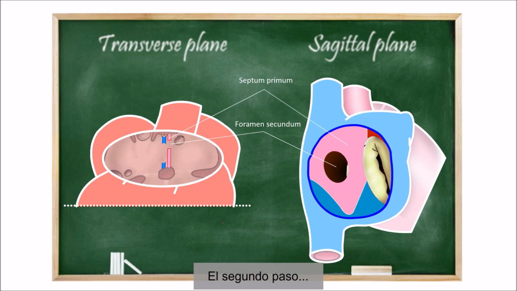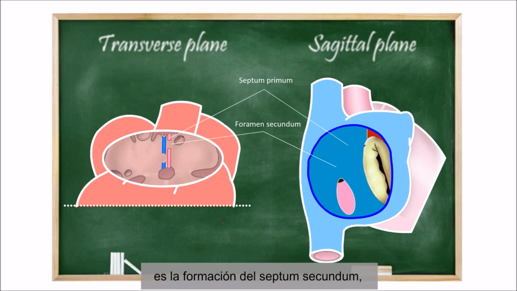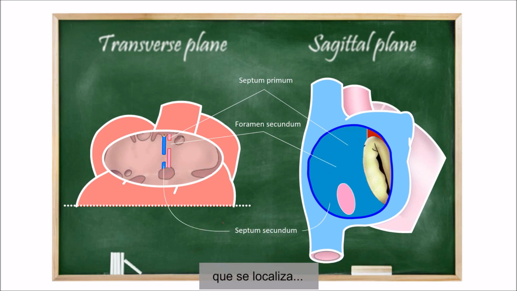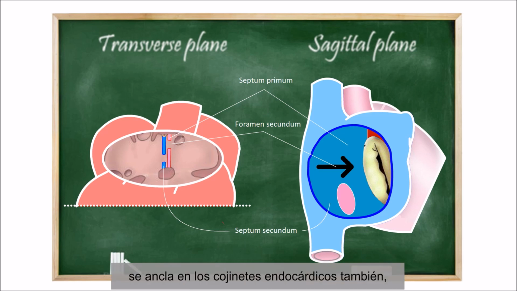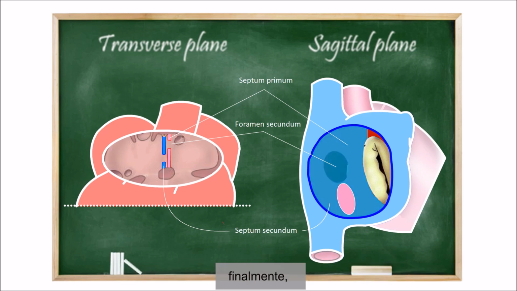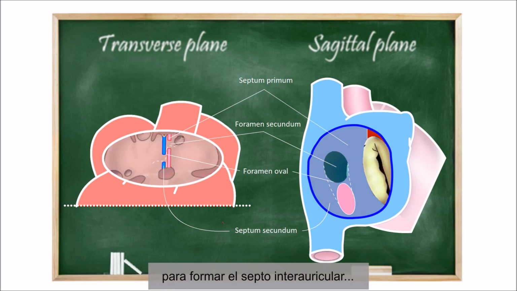The second step is the formation of the septum secundum. This is a membrane that locates to the right of the septum primum, parallel to it. It grows from bottom to top and ends attached to the endocardial cushions too. Finally, these two membranes fuse together to form the interatrial septum, inside of which can be found the foramen ovale.